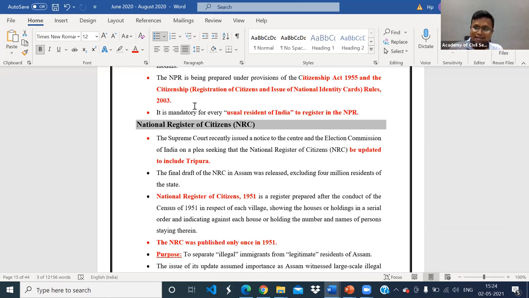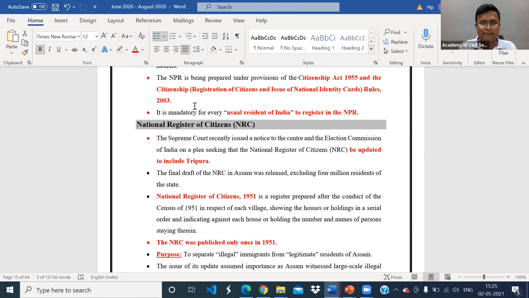Their names were registered in a document in 1951 that is called the NRC of India. Your grandfather or grandfather's father who was living in the 1950s and got Indian citizenship after independence, their name will be there in the Indian NRC. Now, only for the state of Assam, because of the large number of illegal migrations, it was updated. Every state in India has an NRC, but only for Assam was the NRC updated recently.